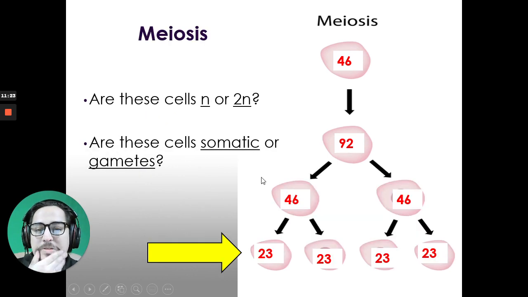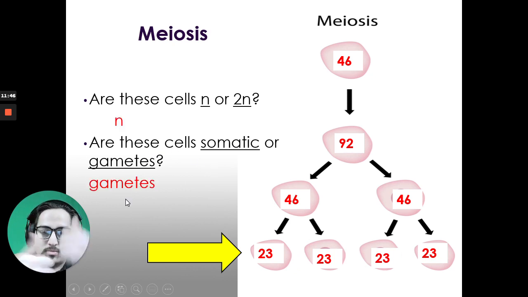Now, let's talk about meiosis. Let's talk about this cell right here, the last one, the bottom. Is that N or 2N? It's 23. So it's just N. Okay, give me a thumbs up or thumbs down if you got it. Now, are these cells somatic or gametes? If the ones that are N, are they called somatic or gametes? The answer is gametes. If you got those, give me a thumbs up. Okay, let's move on to the next thing.